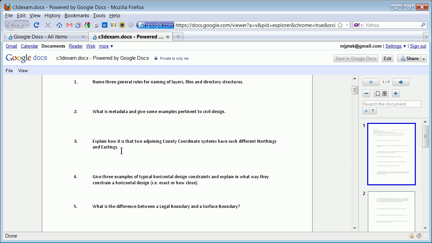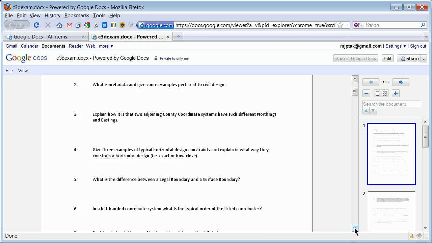Number 3, false northings, false eastings. That's why all the numbers are so odd between different coordinate systems. False northings and false eastings. So you do that when you set up your coordinate system by default.